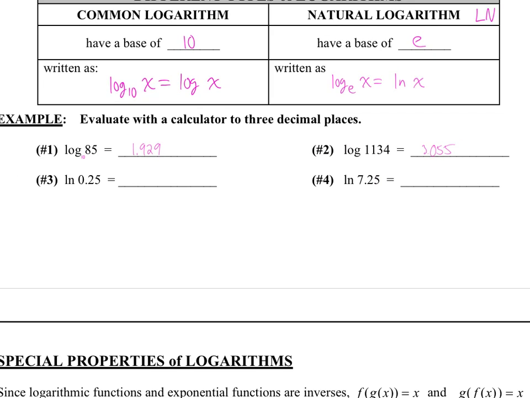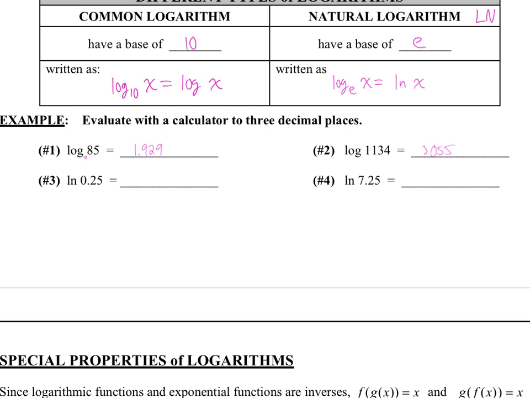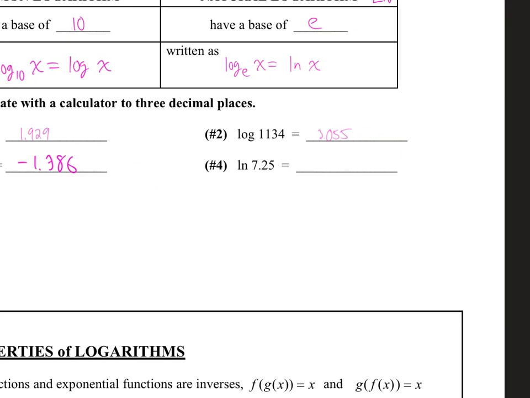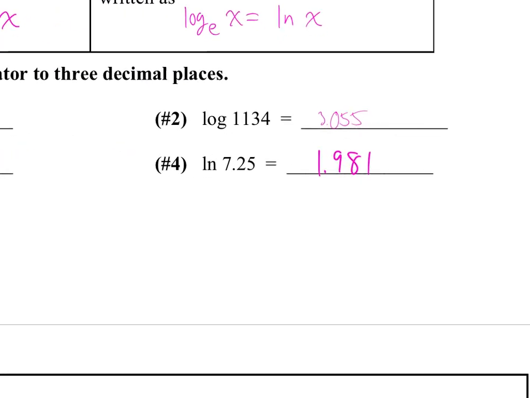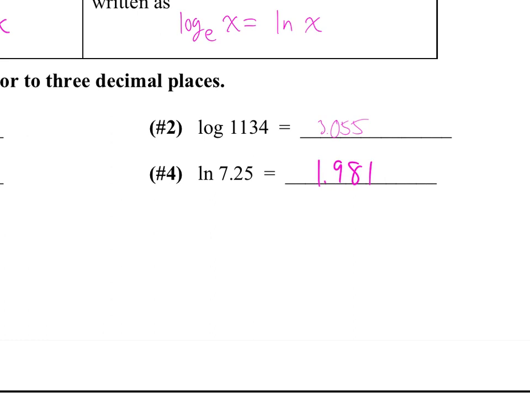And then we have natural log of 0.25 is going to be negative 1.386. And then natural log of 7.25 is 1.981. So just to review here, natural log is saying e to what value, if we set it equal to y, equals 7.25.